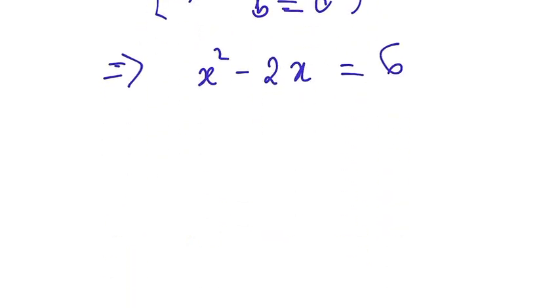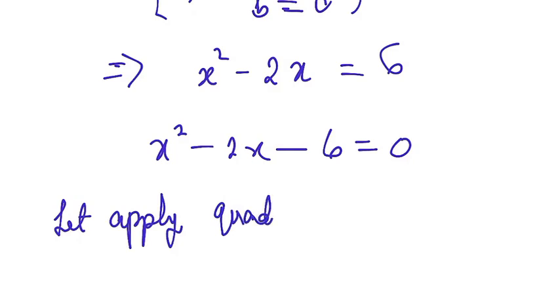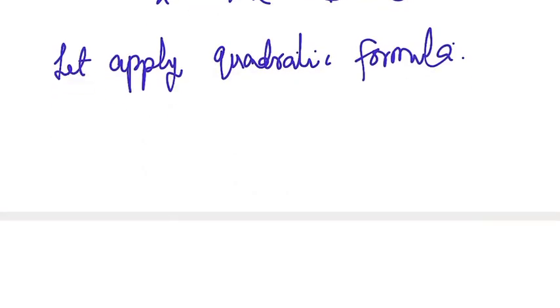All right, so I'm going to rewrite this as x squared minus 2x. Then this 6 has to be transposed to the left hand side to make our quadratic equation. So we're going to have minus 6 equals 0. All right, so the next thing we're going to do here is apply the quadratic formula.